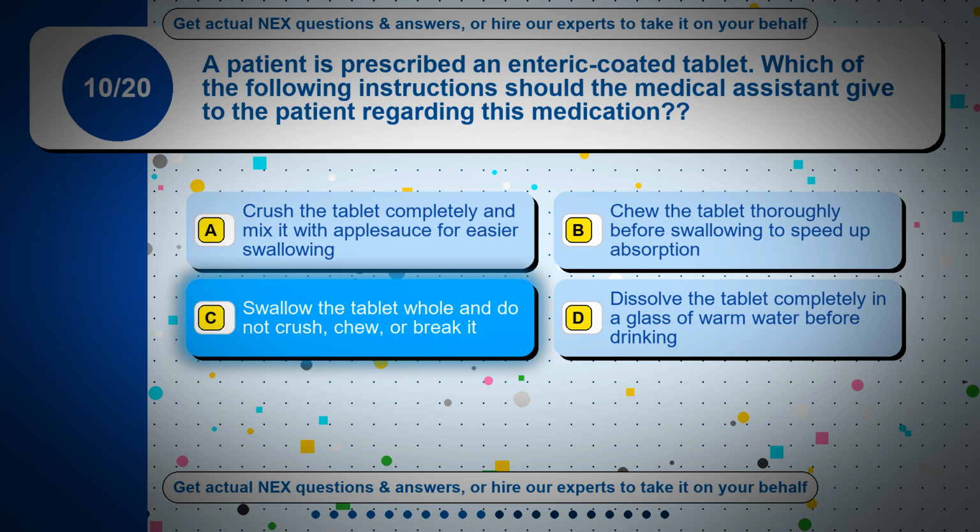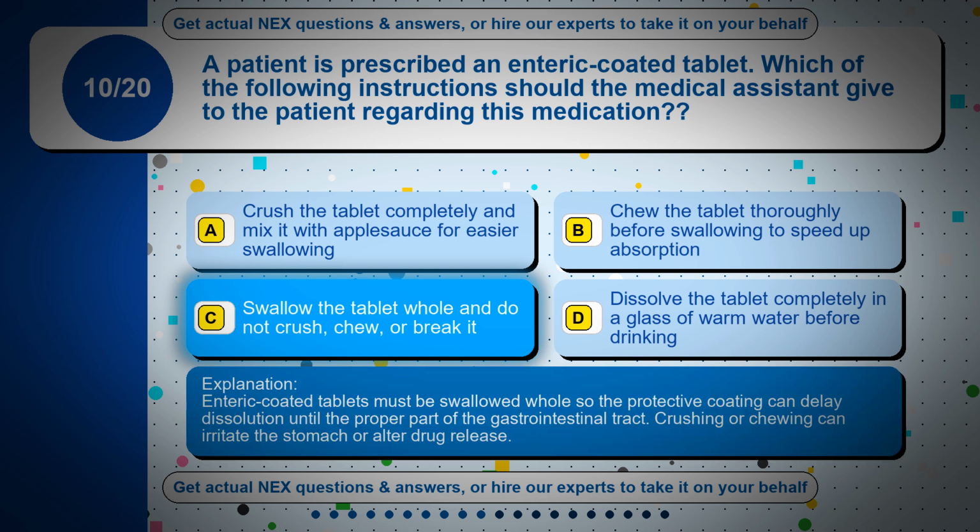The correct answer is option C. Swallow the tablet whole and do not crush, chew, or break it. Enteric-coated tablets must be swallowed whole so the protective coating can delay dissolution until the proper part of the gastrointestinal tract. Crushing or chewing can irritate the stomach or alter drug release.